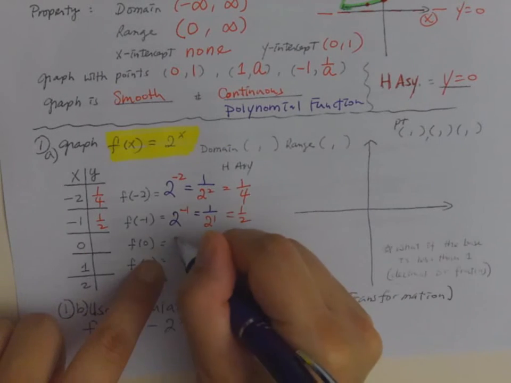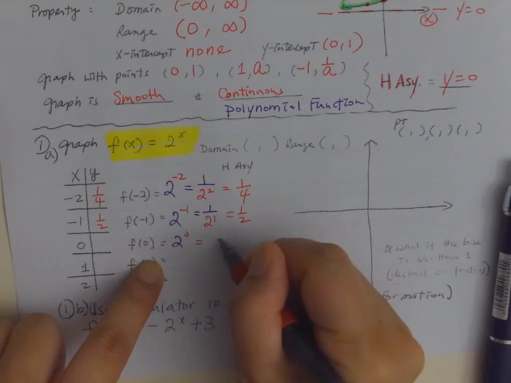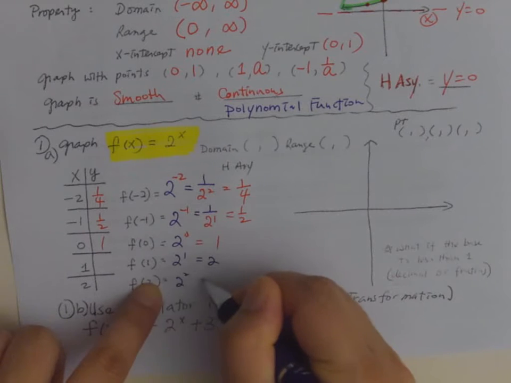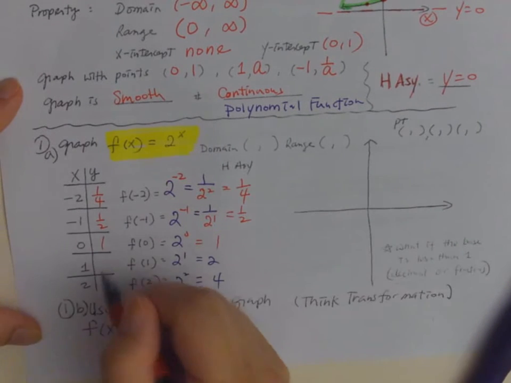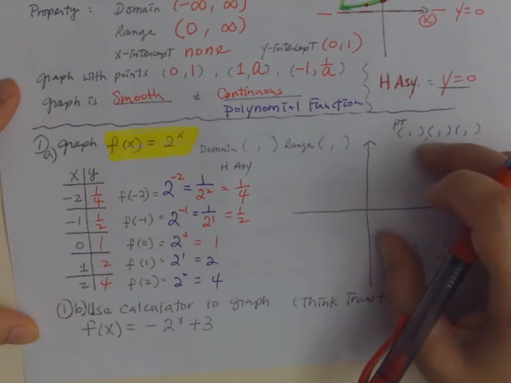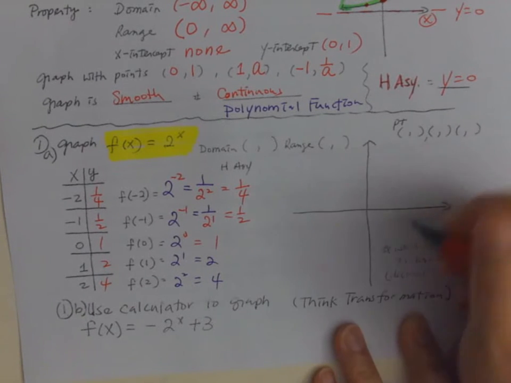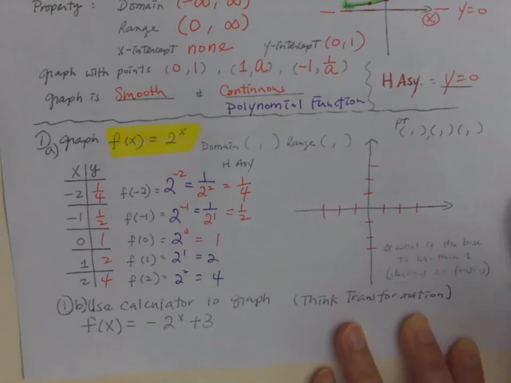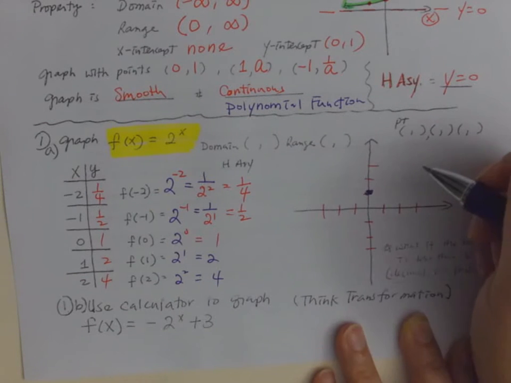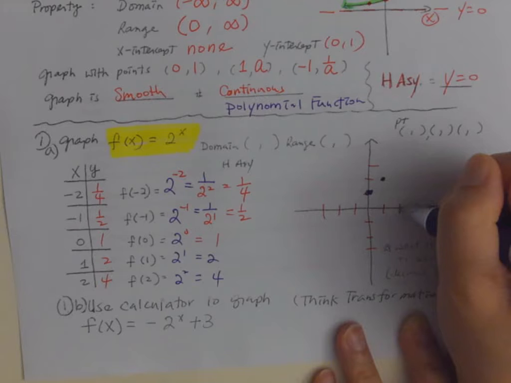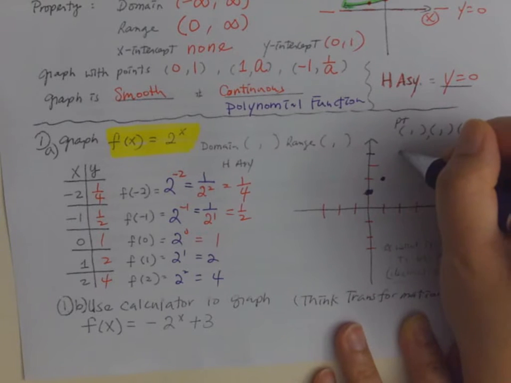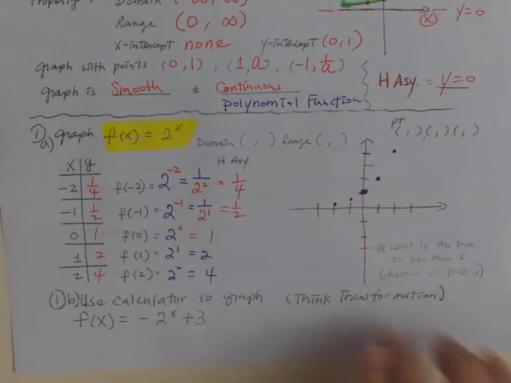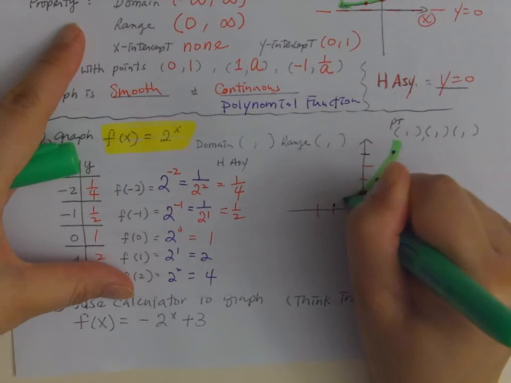And how about 2 raised to the 0 power? 0 power is going to be 1. And 2 to the first power is 2. 2 to the second power is 4. So we have all our points, right? Using those points, we can graph it over here, right? Let's see. 1, 2, 3, 1, 2, 3, 1, 2, 3. Okay, so I have (0, 1). I have (1, 2), (2, 4). Okay, over here, (-1, 1/2), (-2, 1/4). So it kind of looks like this.